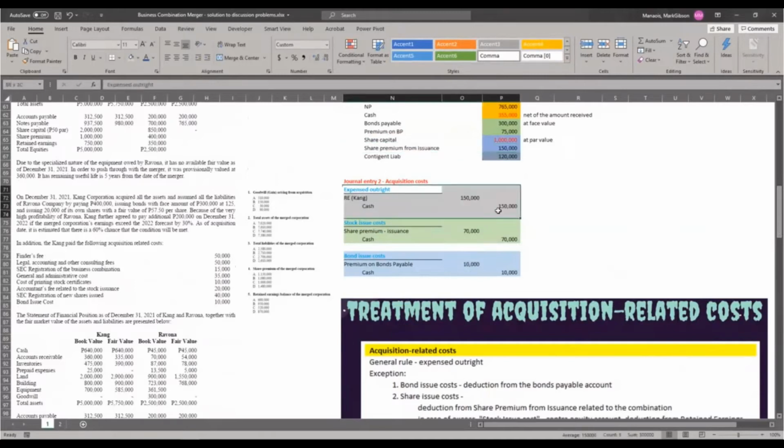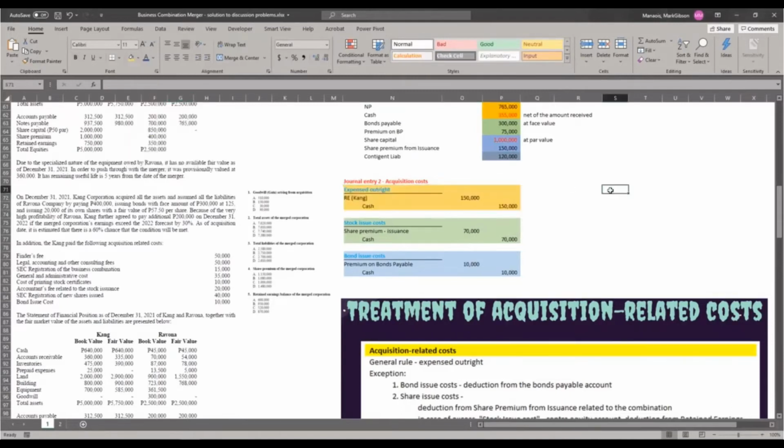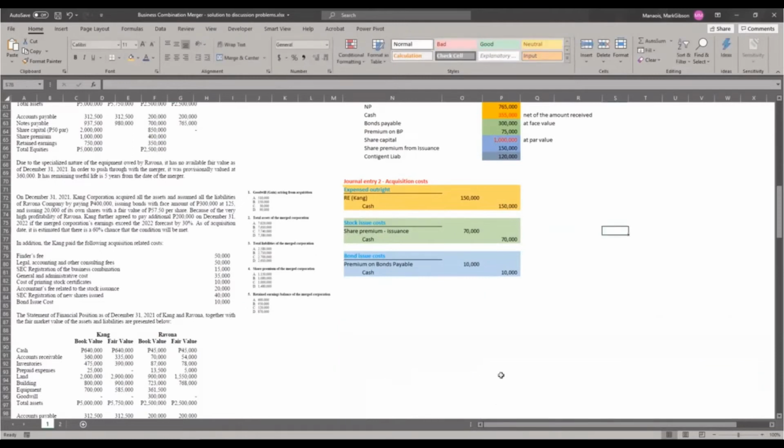And then, of course, the others will have to be expensed outright, no? So instead of putting all the expenses, lagay ko lang dyan retained earnings. Pero tandaan, retained earnings to ni acquirer, which is Kang Corporation. Okay, so ano ngayon to? We have 50,000 for legal, SEC registration of 15, plus 35,000 general and admin cost. Okay, so okay na tayo dun sa mga journal entries for the acquisition cost.